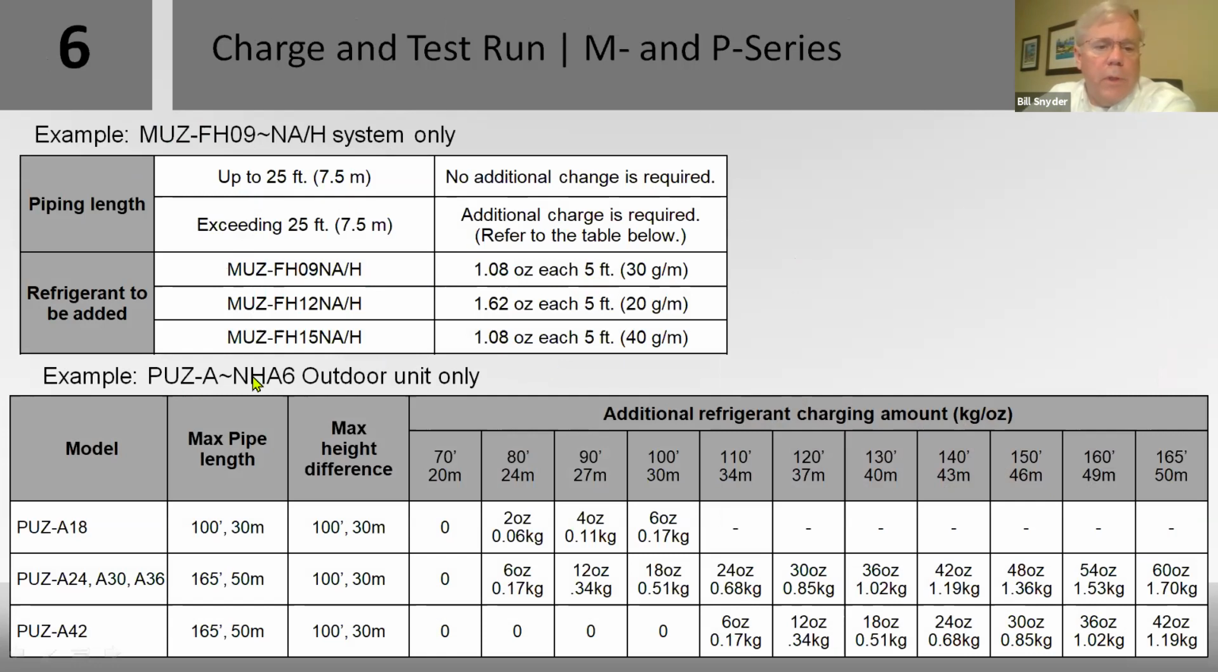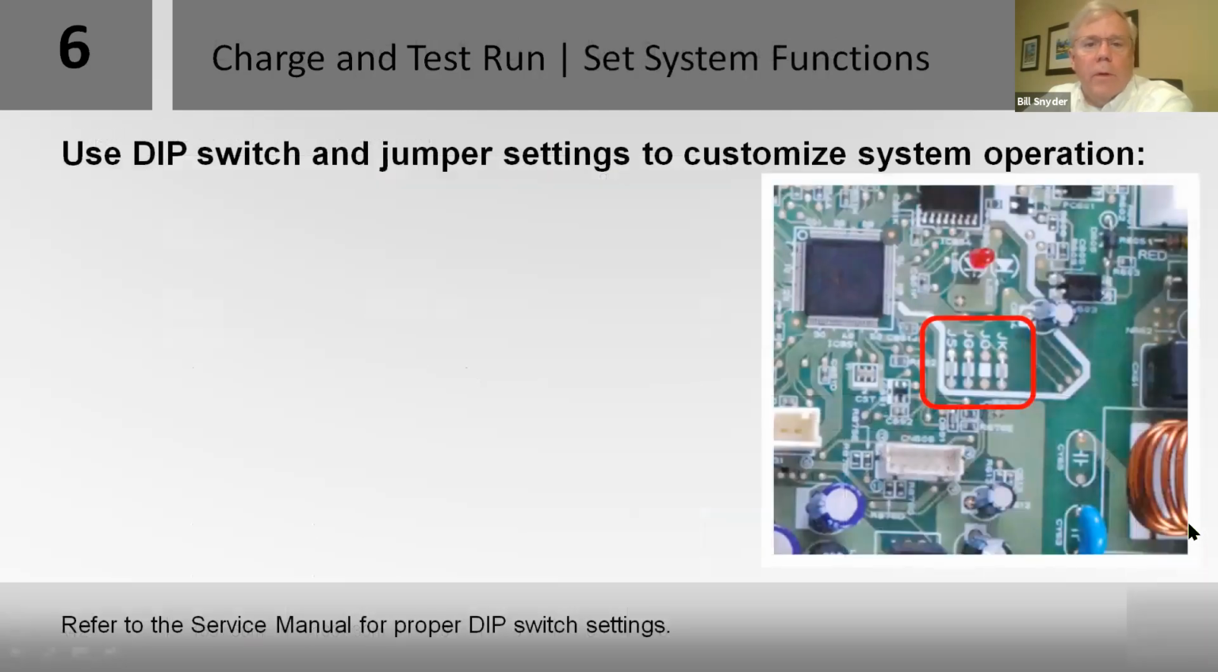And down here on this PUZ, for example, we talked about that 18,000 unit, that you can go up to 100 feet. It's pre-charged, ready to go up to 70 feet. So when we talked about that earlier, if you just would sell one of these P series instead of the M series, you don't have to derate it. You should be fine here, because you're okay up to 70 feet. If you go out to 100 feet with that, you have to add 6 ounces. So just follow the chart that comes with the install manual.